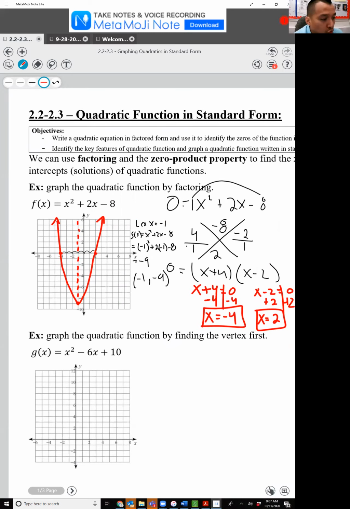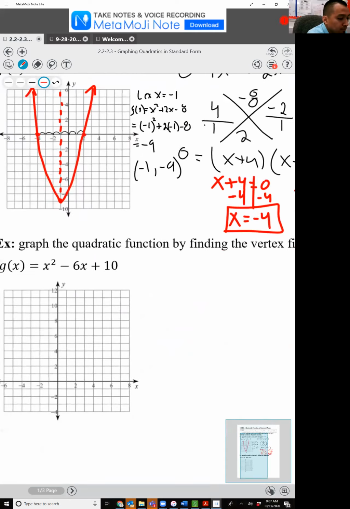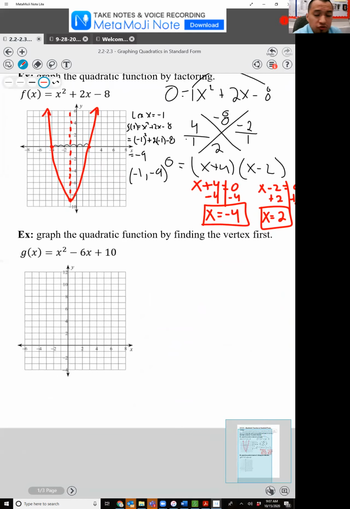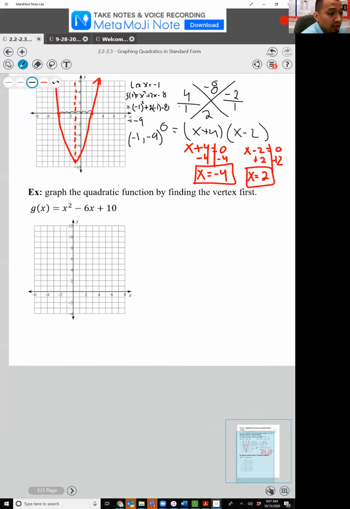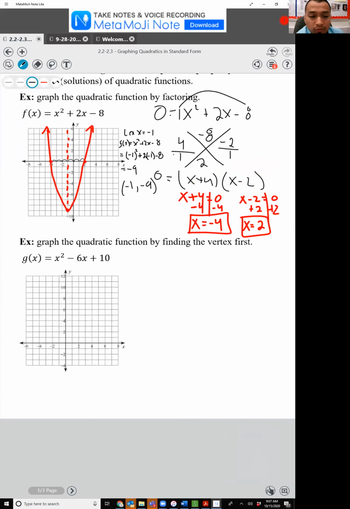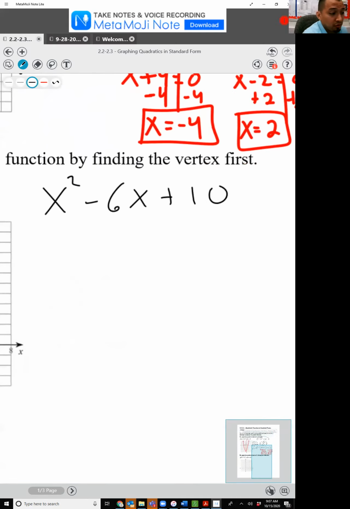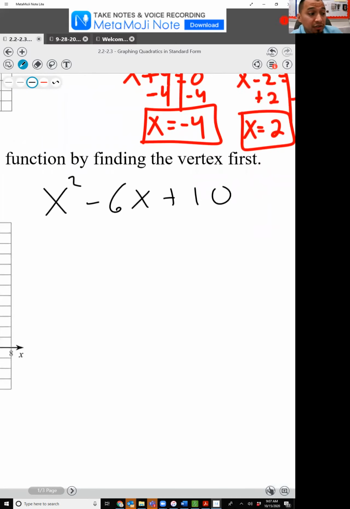Okay. To go into my second example, I want you to just look at what I'm going to do. Don't write this down yet. I'll let you know when to write it down. So let's just say I want to graph this function the same way I did on the previous example. Well, that means I have x squared minus 6x plus 10. Again, do not write this down unless you really want to. I'm going to erase it in just a minute.